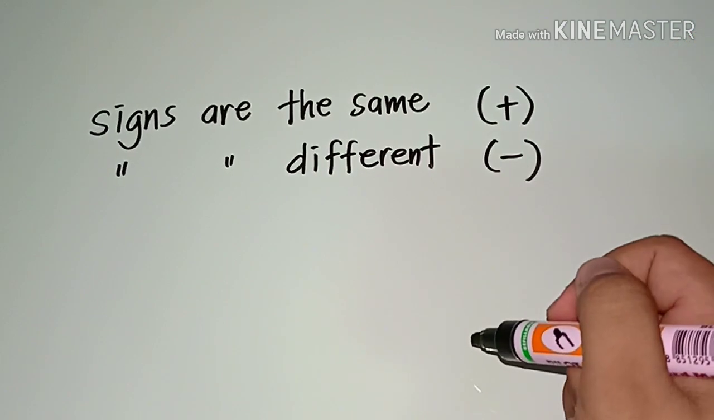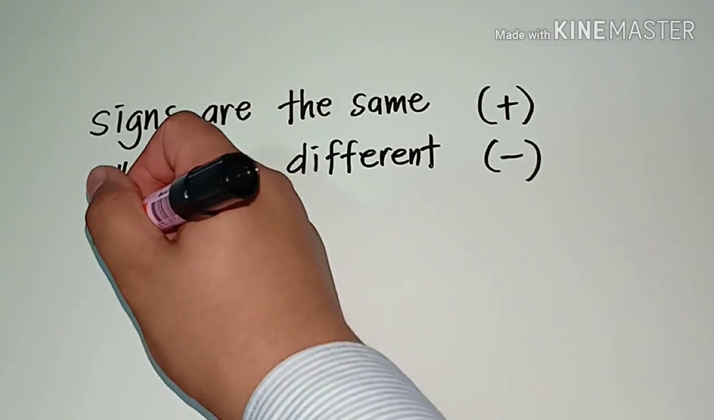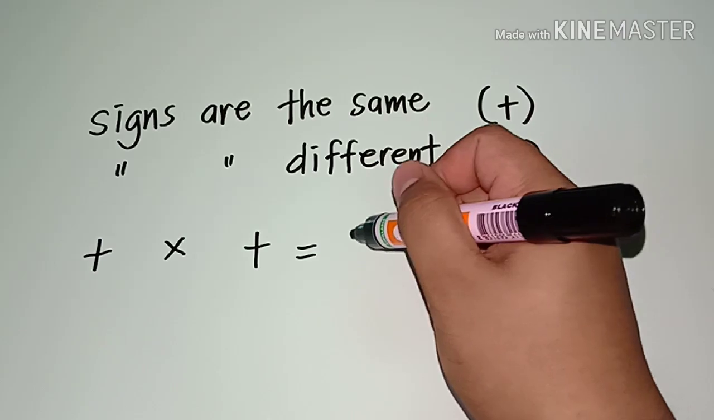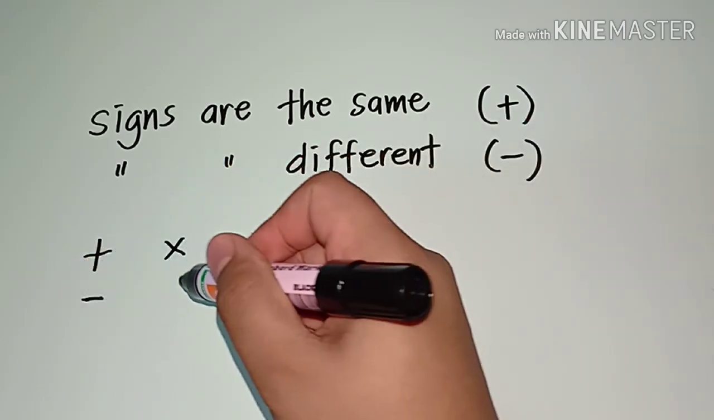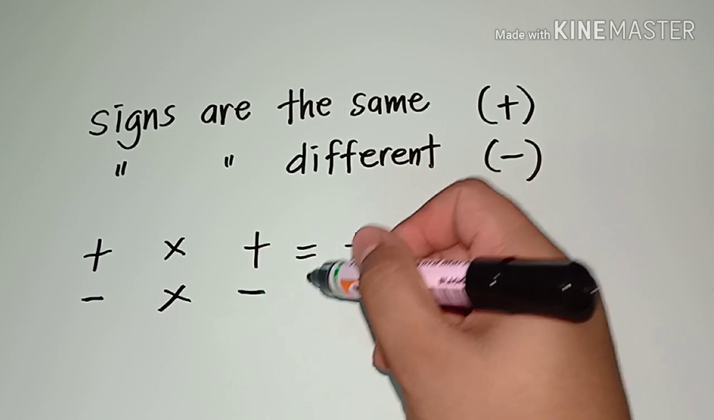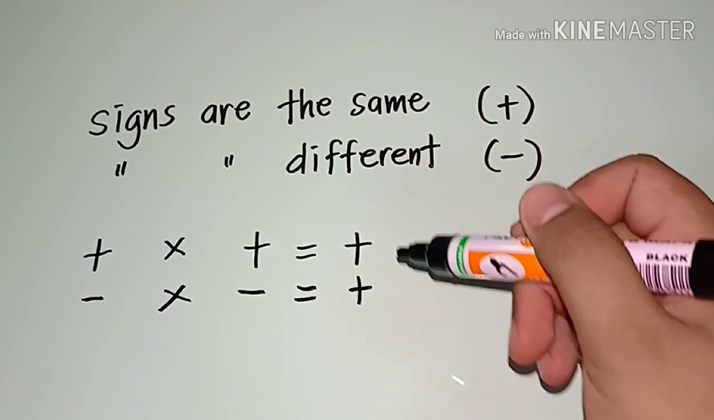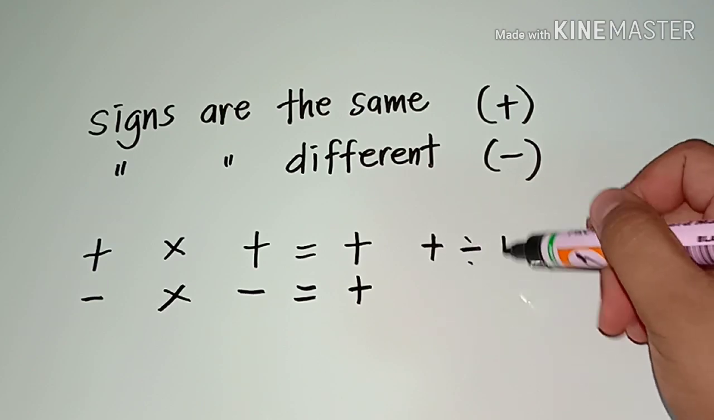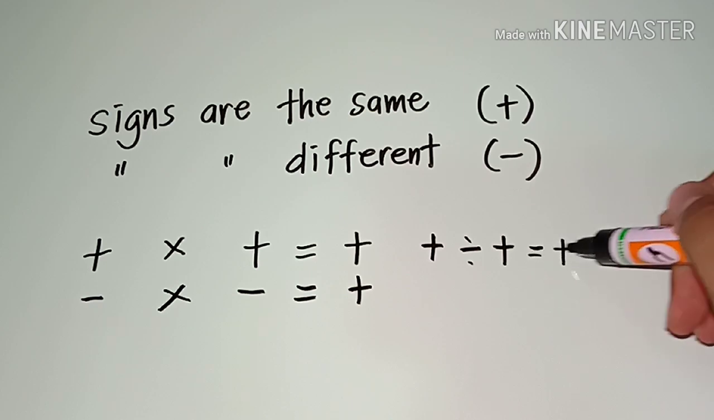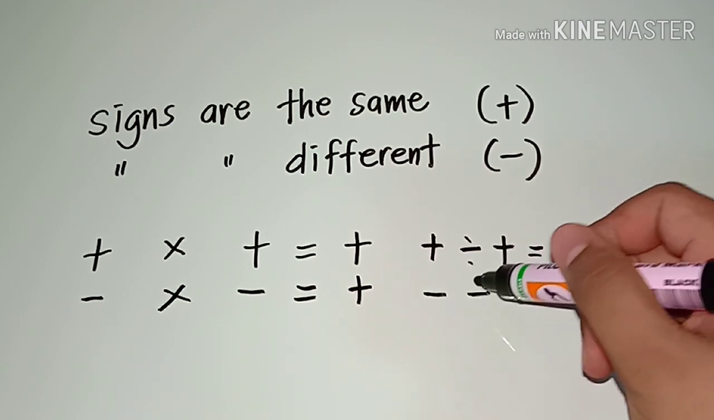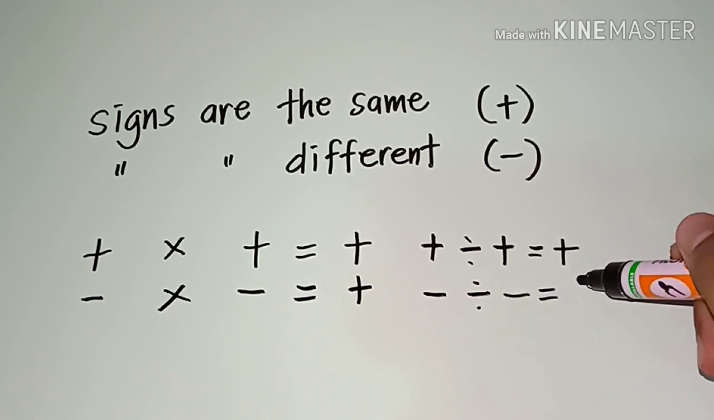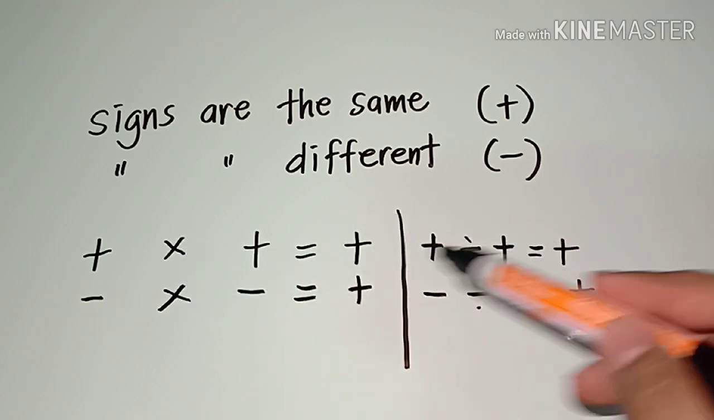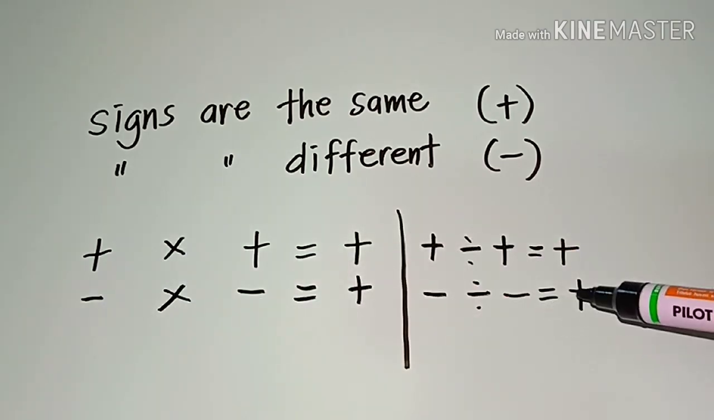So that means when you are multiplying two integers, if a positive number is multiplied with a positive number, then it will give you a positive answer. If a negative number is multiplied with a negative number, it will also give you a positive number. For division, if a positive number is divided by a positive number, it will give you a positive answer. If a negative number is divided by a negative number, it will also give you a positive answer. So always remember that if the signs are the same for two integers, the answer is always positive.